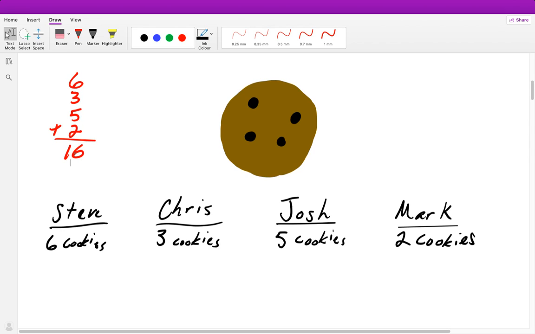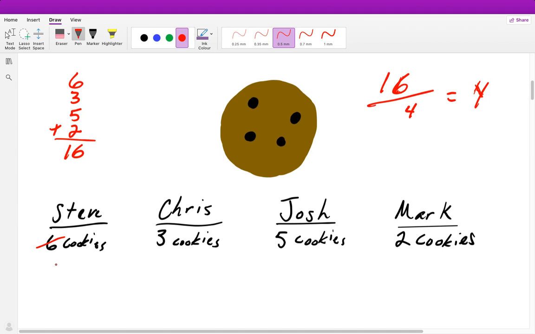So if we want to make sure that we all have evenly as many cookies, then we need to go ahead and we need to take those 16 and divide them by the 4 people that we have here. And 16 divided by 4 means that each person should be getting 4 cookies. I apologize. My writing tablet is not responding as well as it should right now, so it's lagging a little bit. But each person should get 4 cookies.